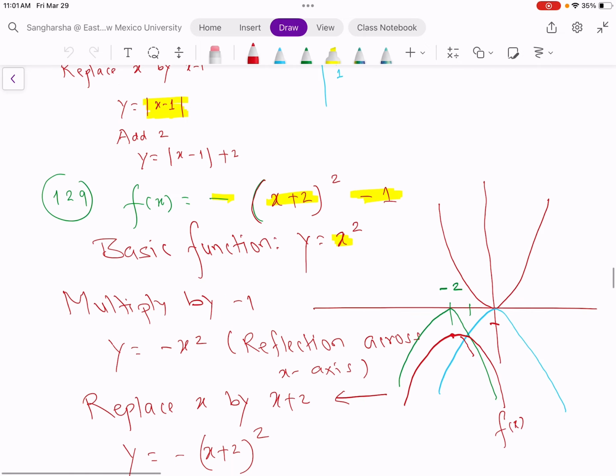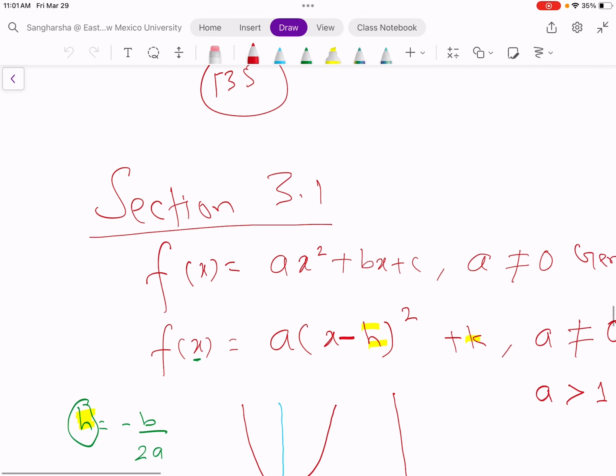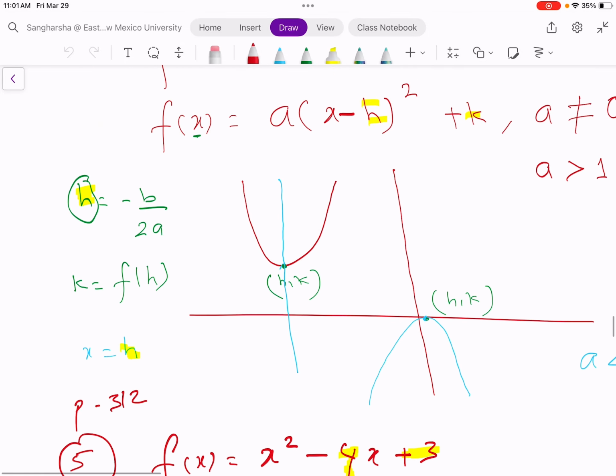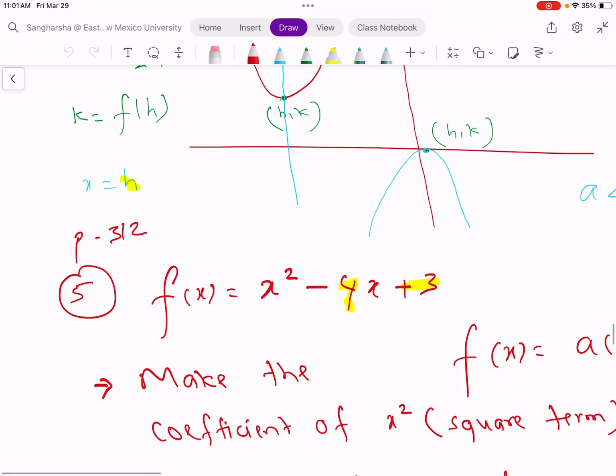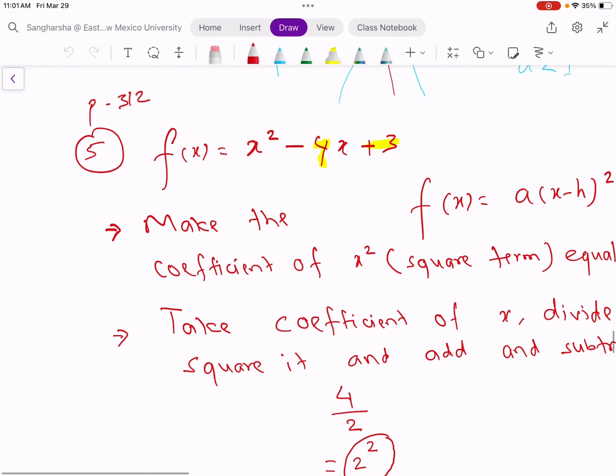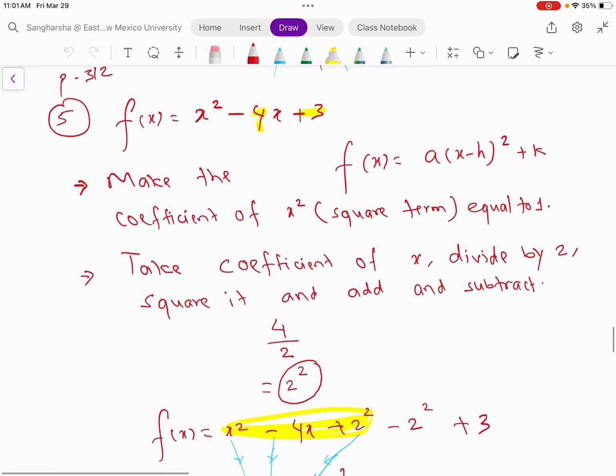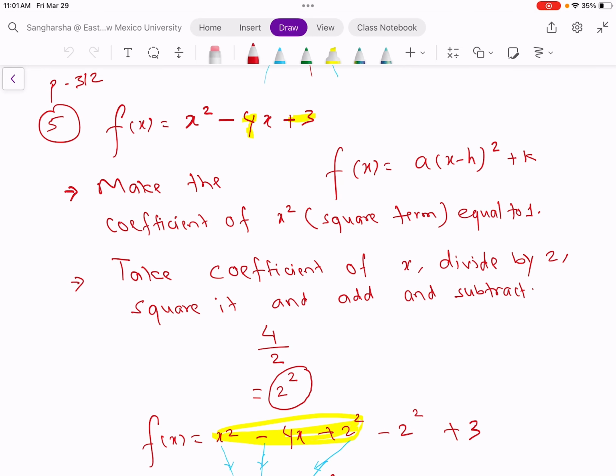And the next type of problem is that you will be given a description of the transformation, and from that description you have to write the function. So these are the two different types of problems that you need to practice from section 2.8. From section 3.1, quadratic functions, the very first problem you need to practice is writing a given quadratic function in standard form and finding the vertex. So this is the one that we did.